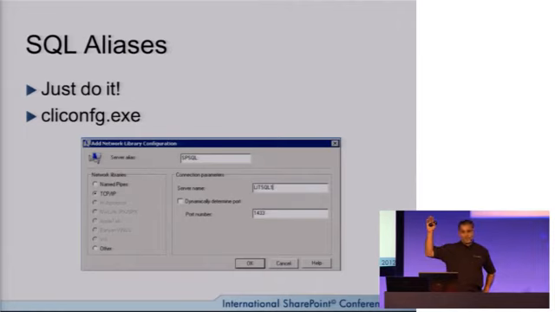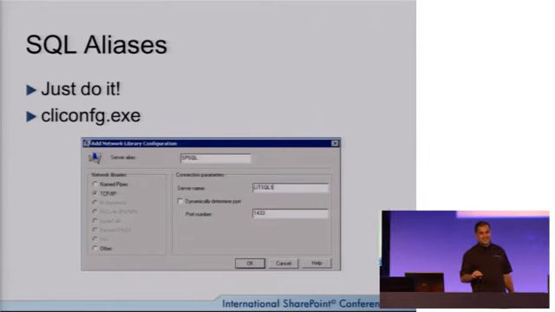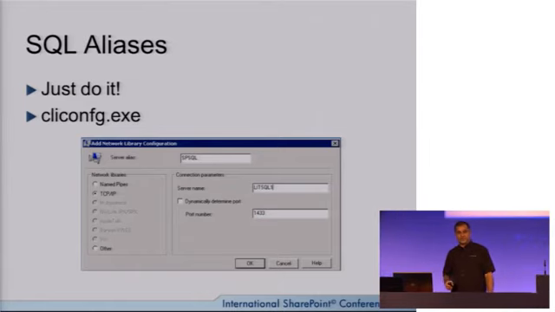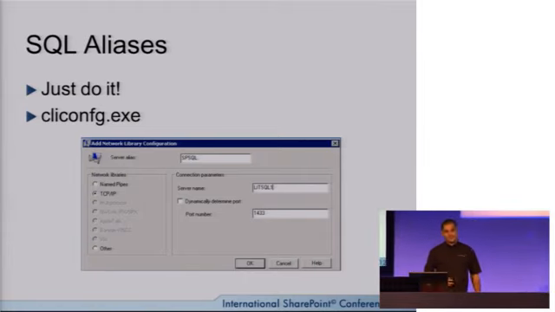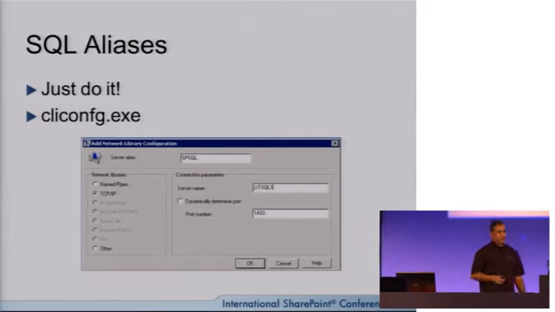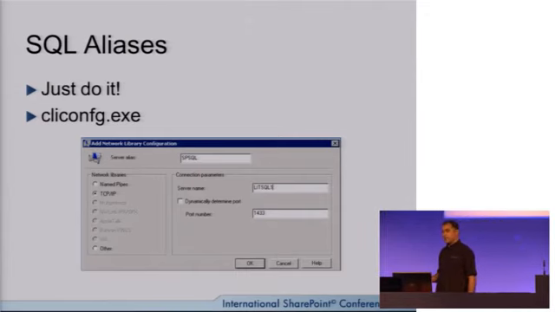Okay, that's good. It's a lot better than last year, by the way, which was a few people. I actually want to see all hands up. Basically, SQL aliases is just something that you should do out of best, recommended guidelines and practices. If you're not doing it, do it. It's pretty straightforward to do it. All you need to do is go in and fire up CLIConfig, put in the aliases, put in the port number that you want, and you're away laughing.